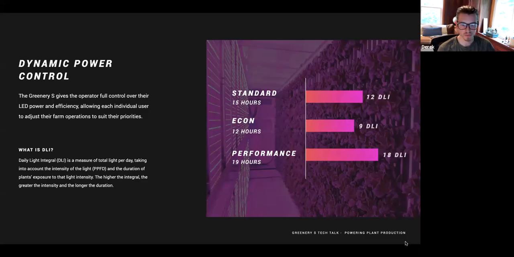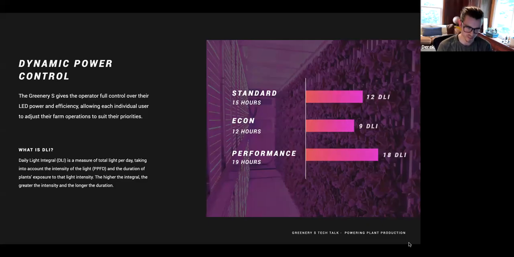So within our performance modes, you can see, with our standard mode, we have 12 DLI, the economy mode at 9 DLI, and the performance mode up at 18 DLI. So whether you want to provide custom lighting environments based on your crop type, some crops actually have less chlorophyll than others, which results in less of an ability to absorb that excess light. So you don't want to be giving them more light than they can absorb. It kind of comes back to that plateau mark on the graph that we showed there.